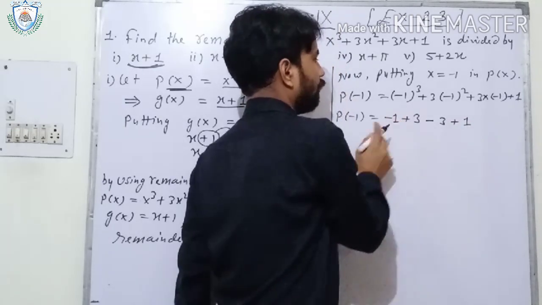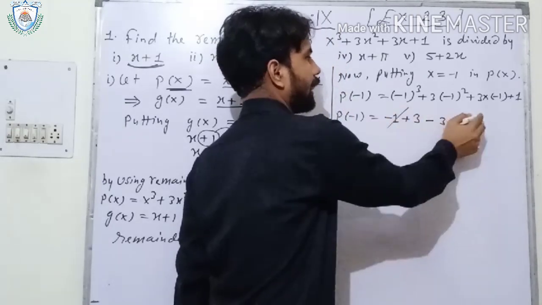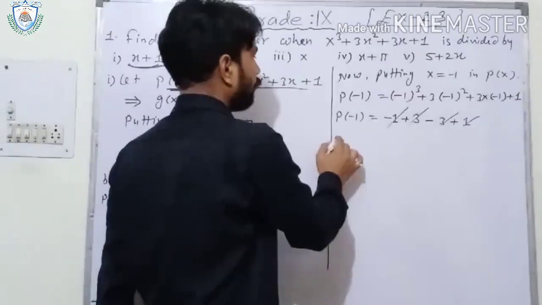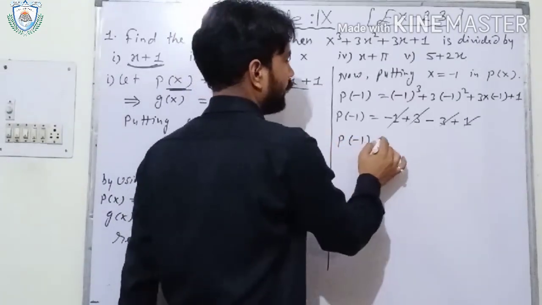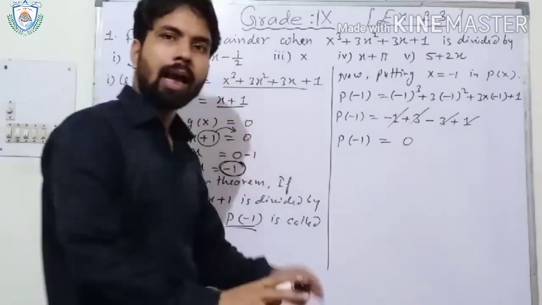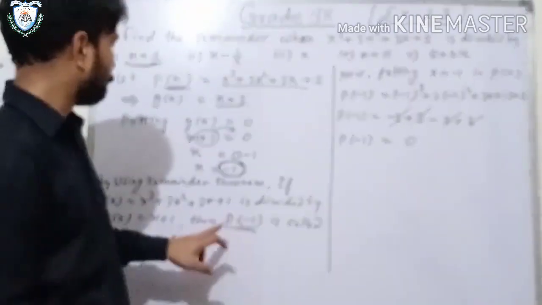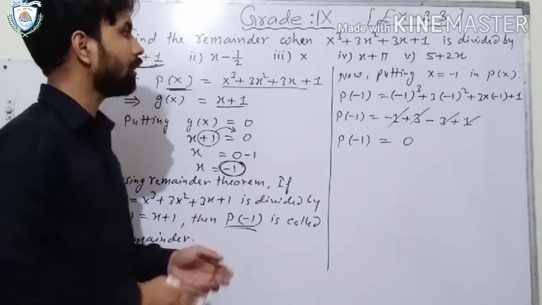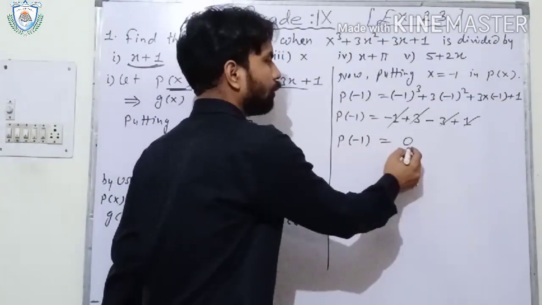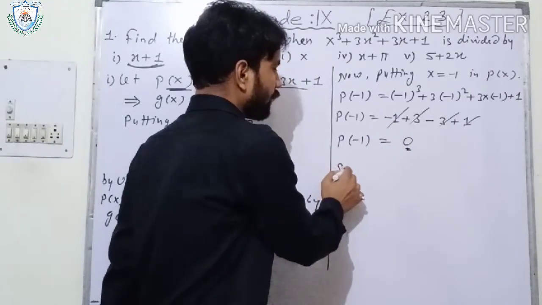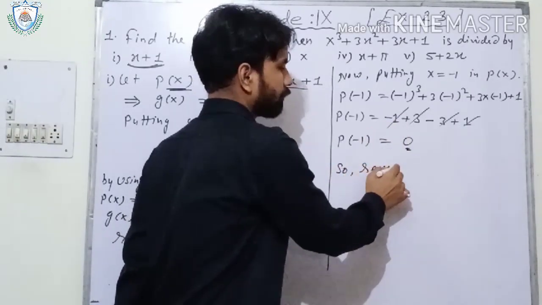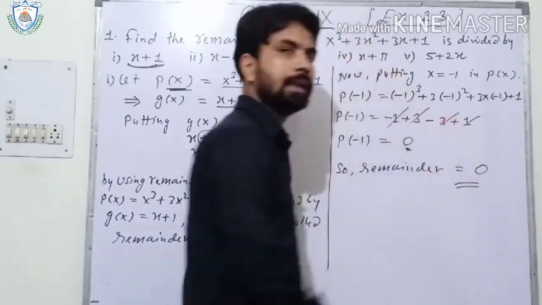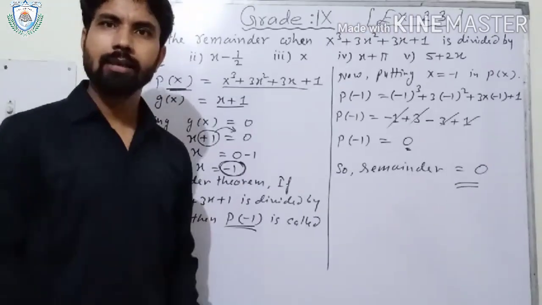See, 1 positive, 1 negative. Cancel. 3 positive, 3 negative. Cancel. So p of minus 1 equals 0. According to the remainder theorem, p of minus 1 is the remainder. So if p of minus 1 is the remainder, then the value of p of minus 1 is 0. So the remainder equals 0. This is our final answer.